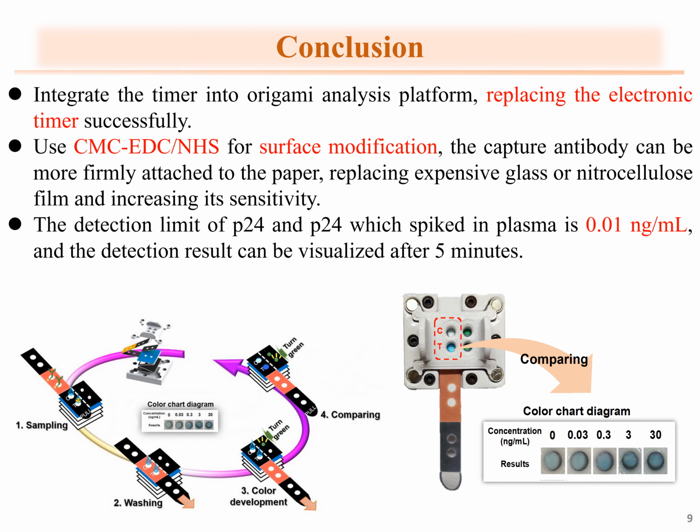This is the conclusion. In this study, we integrated the timer into the origami analysis platform, successfully replacing the electronic timer, and we use CMC EDC NHS for surface modification. The capture antibody can be more firmly attached to the paper, replacing expensive glass or nitrocellulose film and increasing its sensitivity. The detection limit of P24 and P24 spiked in plasma is 0.01 nanogram per milliliter, and the detection result can be visualized after 5 minutes.